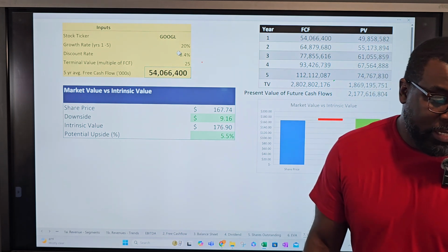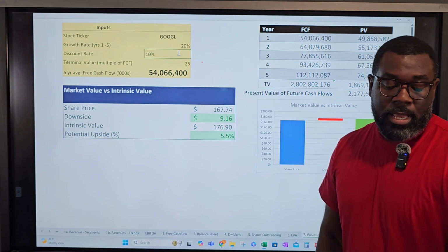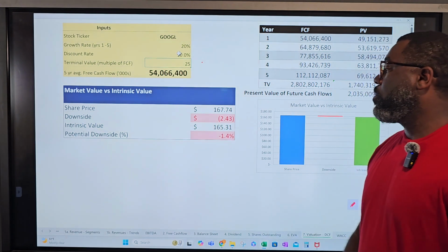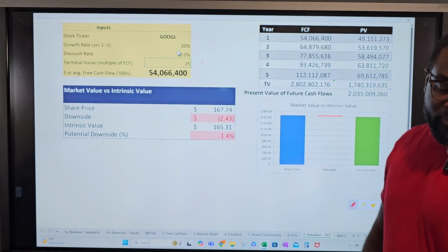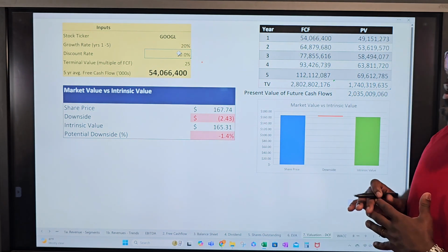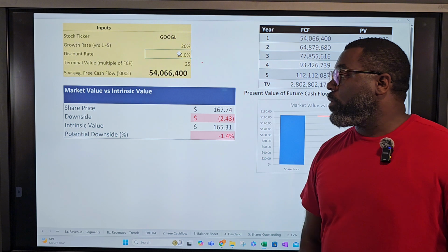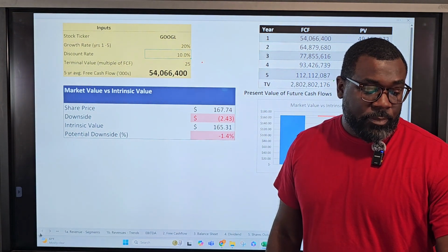Again, I put 8.4. Some people like to use 10%. Since the market average is 10%, they like to say, hey, my discount rate is 10. Where does that put us? Pretty much spot on, 165 versus 167. So again, depending on your style and your assumptions, you may come up with something different, but this is just my initial assessment of the business.